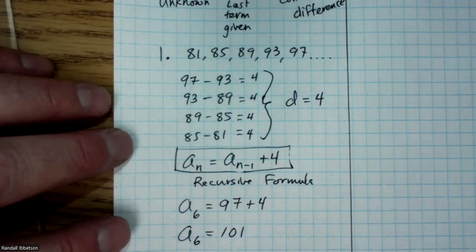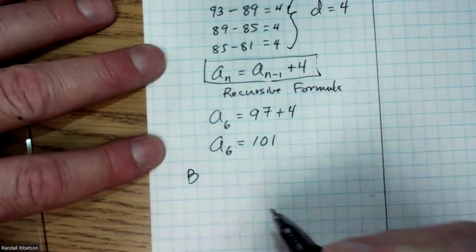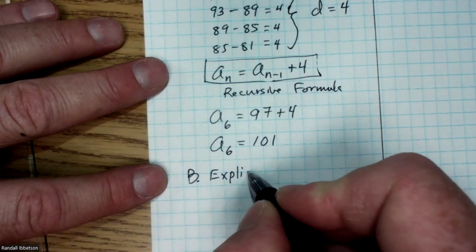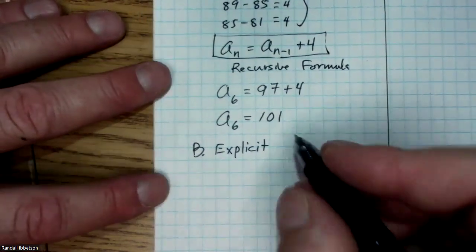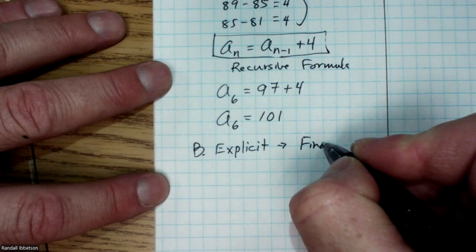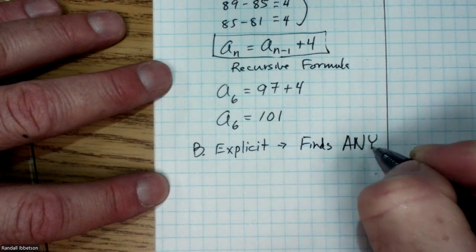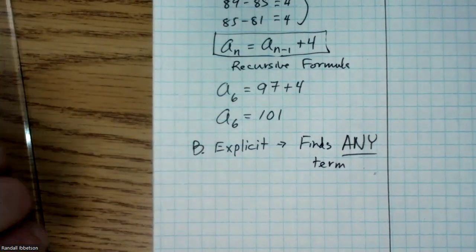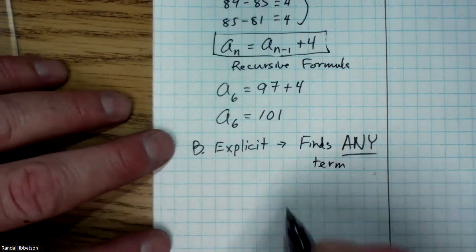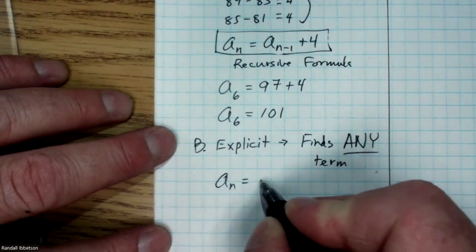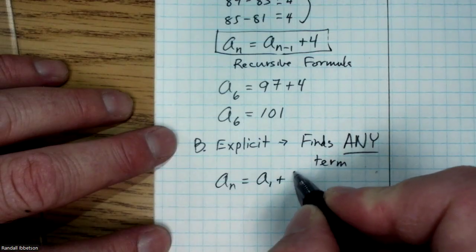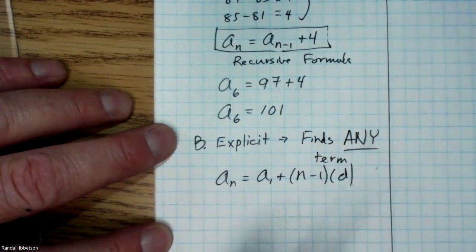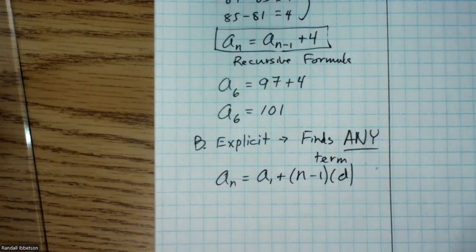Now, there's another type of thought, and this other type of thought is more powerful. It's called thinking explicitly. When we have sequences, we're going to have an explicit formula. And the explicit formula finds, and I want you to write this in all caps, any term, even the next one. So the explicit formula is very powerful, but there are certain things you need to make it work. Here's the formula: a sub n equals a sub 1 plus n minus 1 times d. As a matter of fact, we were using this yesterday in class. This is the explicit formula, and it'll help you find any term.